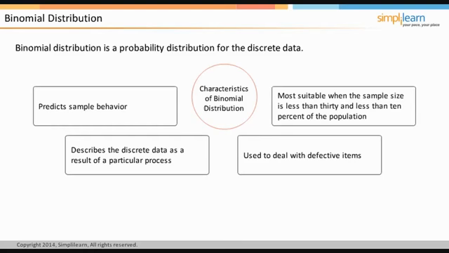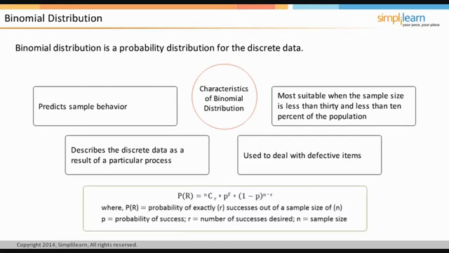Binomial distribution is most suitable when the sample size is less than 30 and less than 10% of the population. It is the percentage of non-defective items, provided the probability of creating a defective item remains the same over a period. Let us look at the equation.